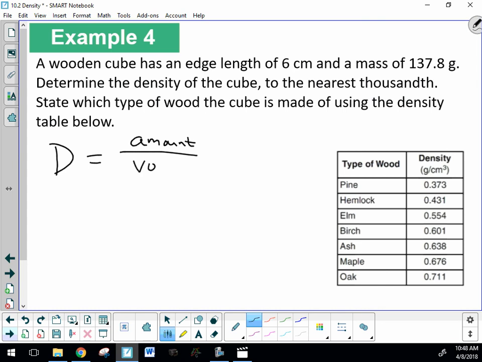So if we think about our formula, the density is the amount of something divided by its volume. A lot of times with volume densities, the amount is the weight or the mass. It doesn't have to be that in a math context, but it often is. In chemistry, when you calculate densities, it's almost always a mass in the numerator. So in this case, that amount of stuff we have is 137.8 grams.